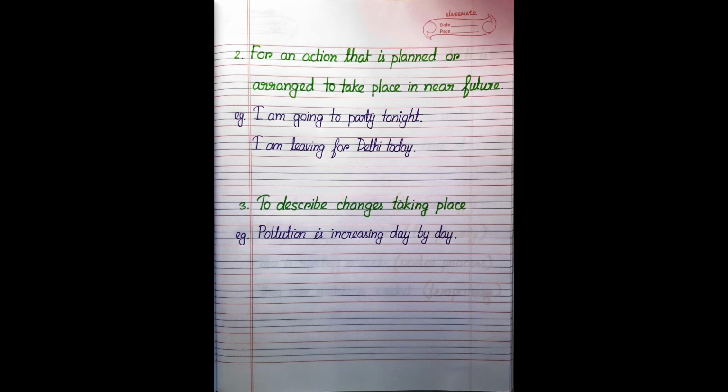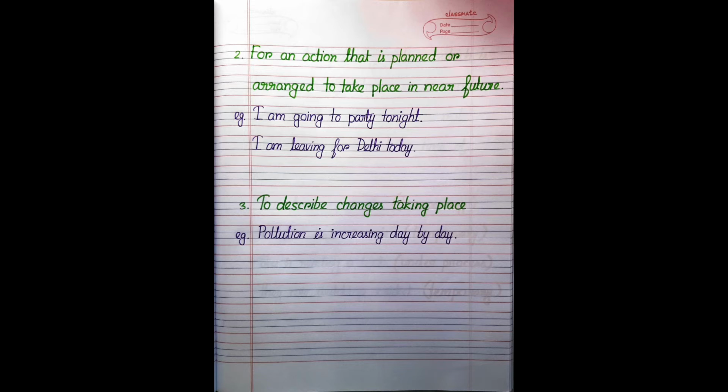Next, we use present continuous tense for an action that is planned or arranged to take place in the near future. So, it is a planning. Here, we can see examples like I am going to a party tonight. I am leaving for Delhi today.